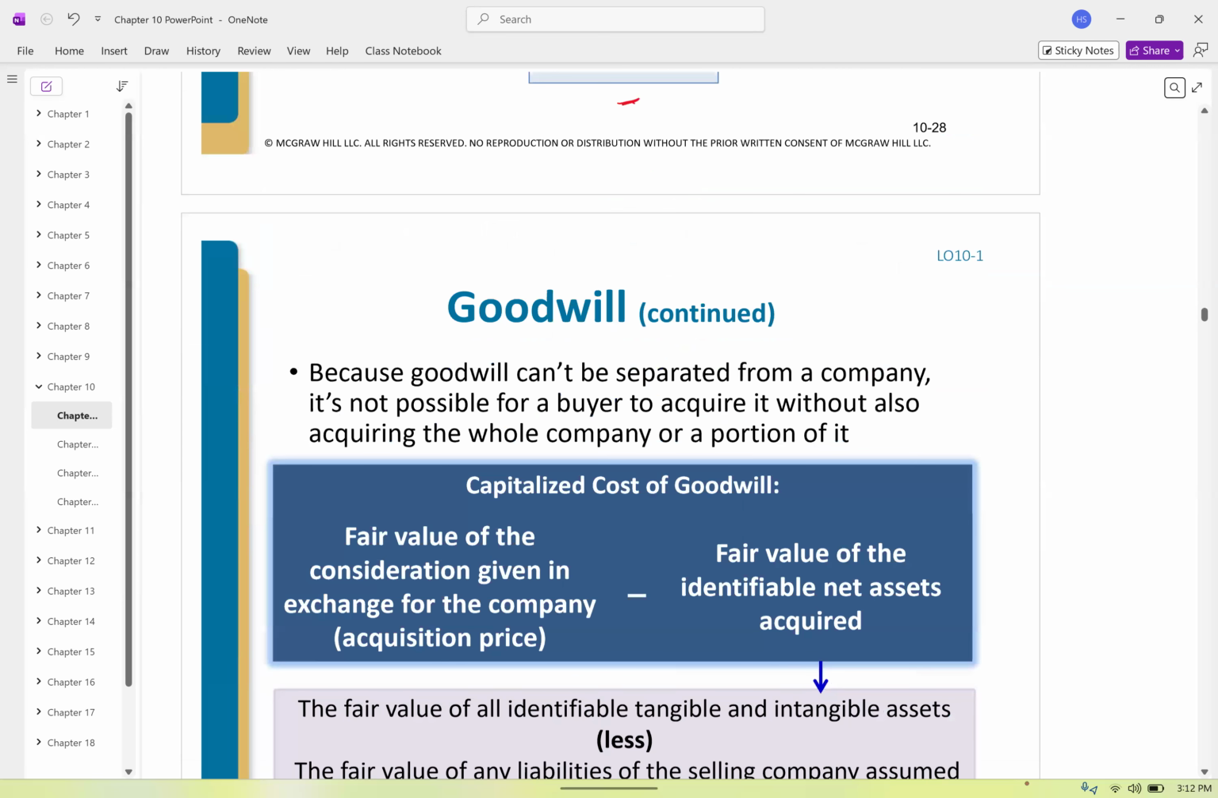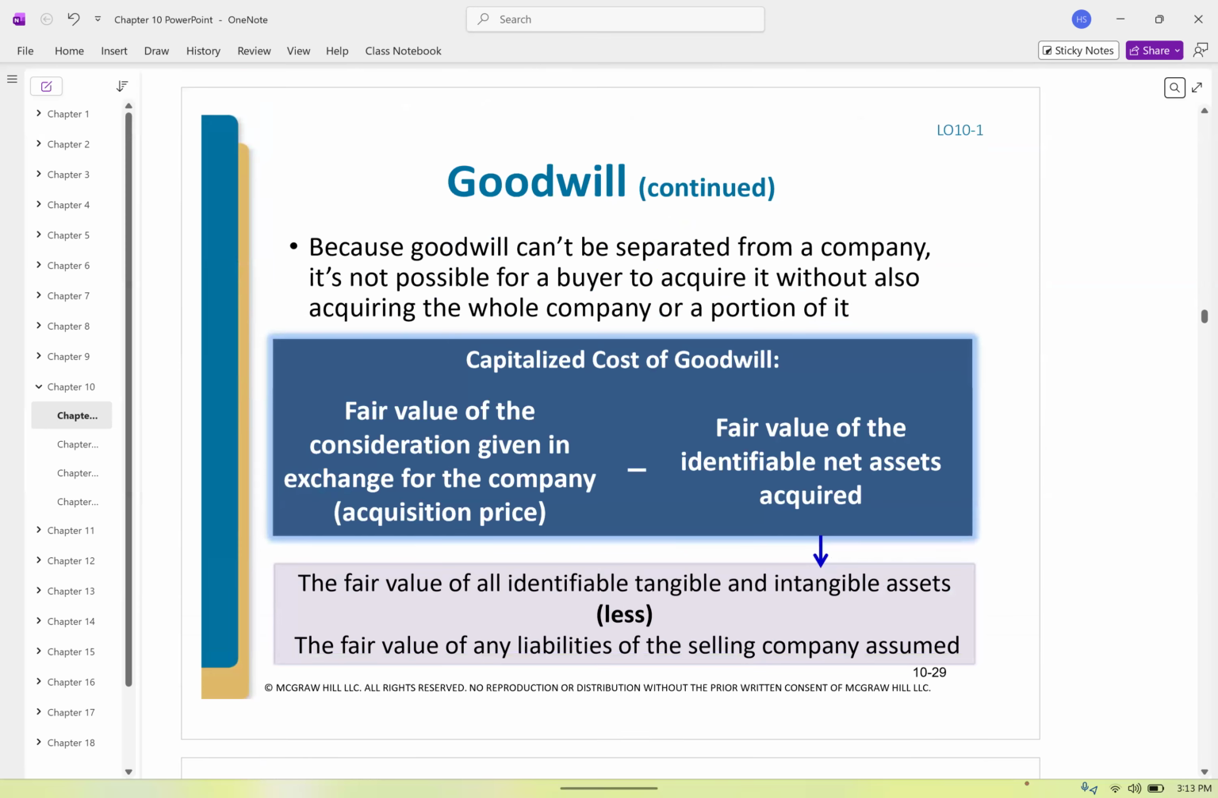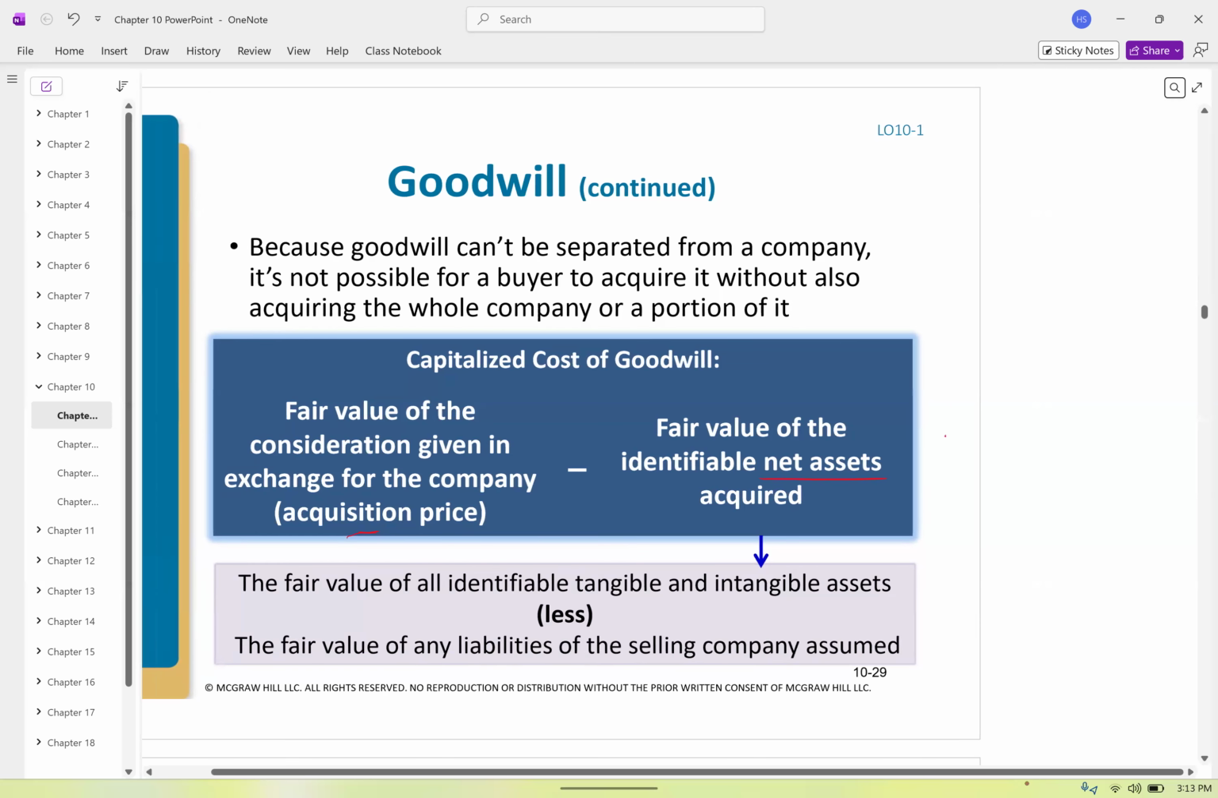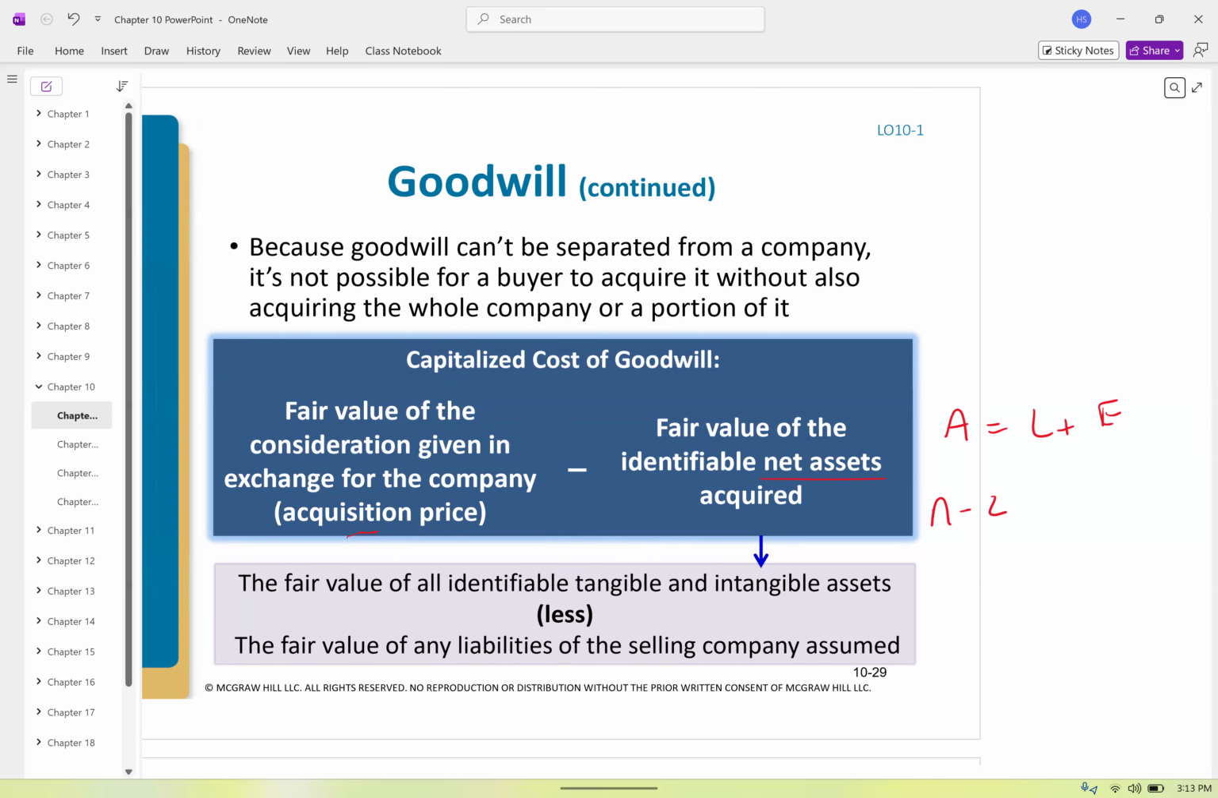Okay. So what happens to goodwill? You are looking at whatever they're willing to pay, the acquisition price. Then they're going to subtract the fair value of the identifiable net assets. When we say net assets, remember the accounting equation: assets equal liabilities plus equity. We will take the assets and subtract the liabilities, and that would give us the fair value of net assets.